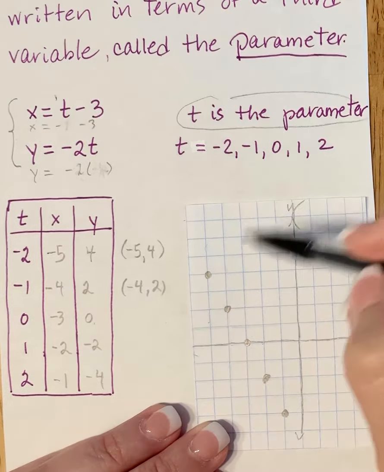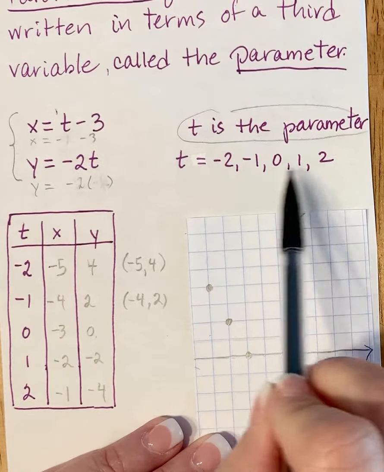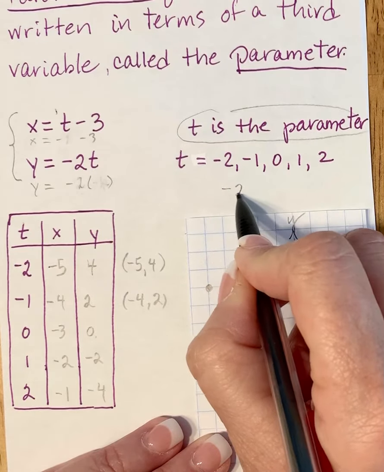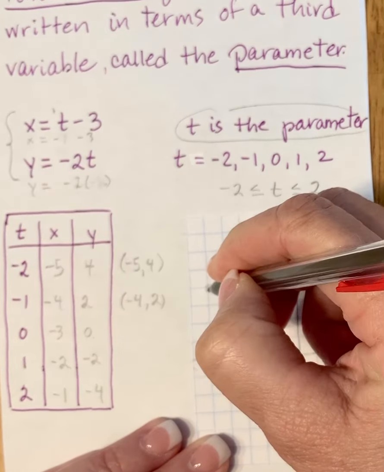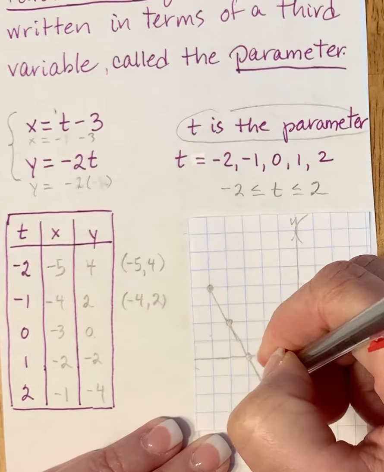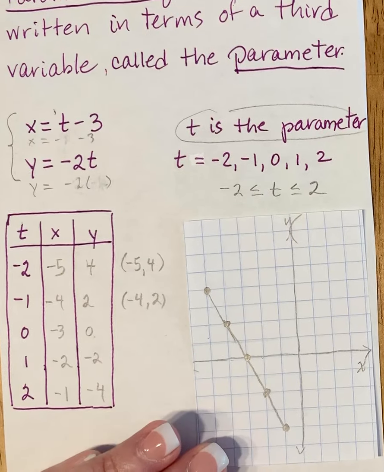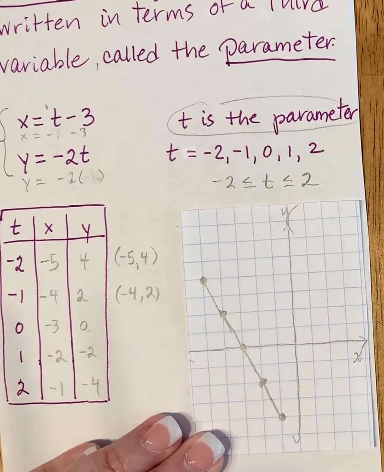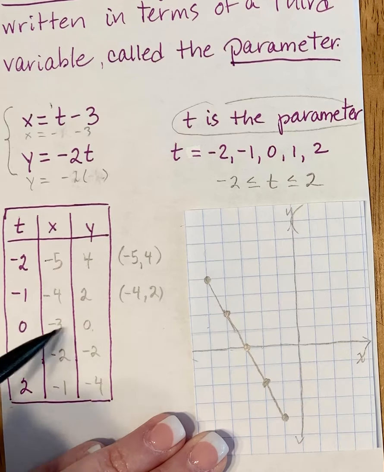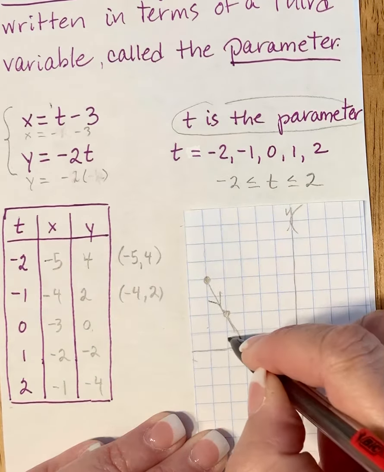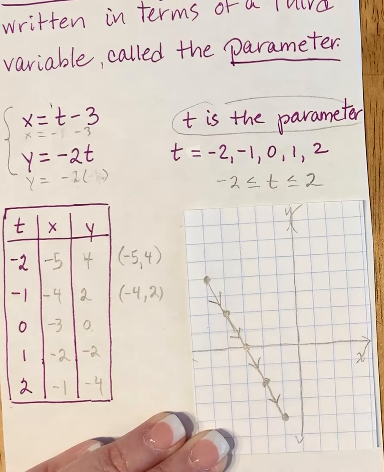Now, these wouldn't be connected since I just made t be those values. If I had done -2 to positive 2, then it would be this segment here. Okay, and then these have an orientation to them. As your parameter is increasing, that's the order that the points are going. So this is the smallest value of the parameter, -2. So this is the first point. Then this is the next larger, so that's the next point, next point, next point. So this actually has an orientation or a direction to it.